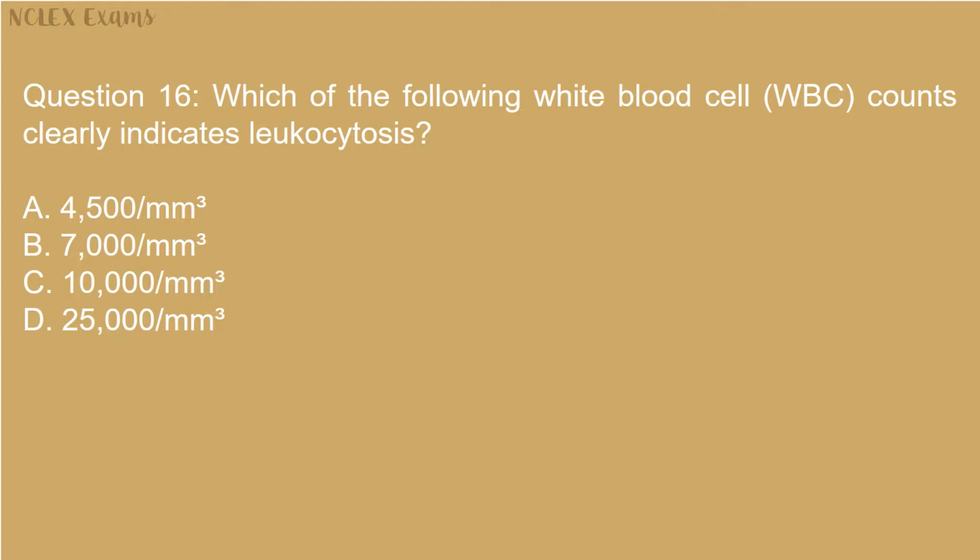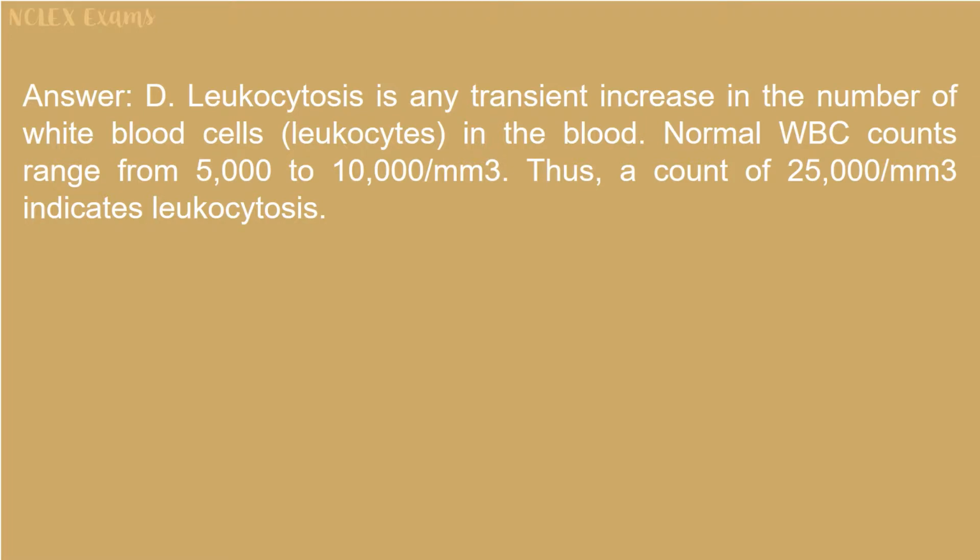Answer: D. Leukocytosis is any transient increase in the number of white blood cells (leukocytes) in the blood. Normal WBC counts range from 5,000 to 10,000/mm3. Thus, a count of 25,000/mm3 indicates leukocytosis.